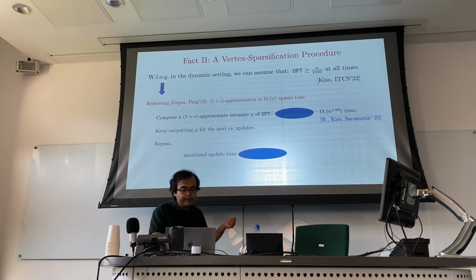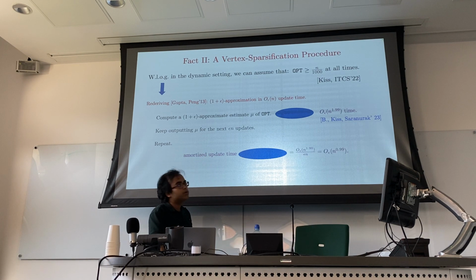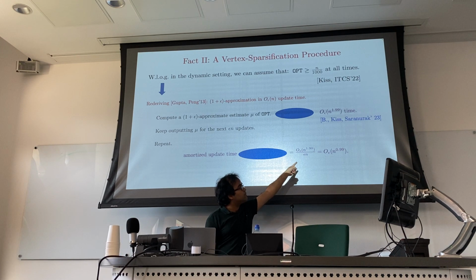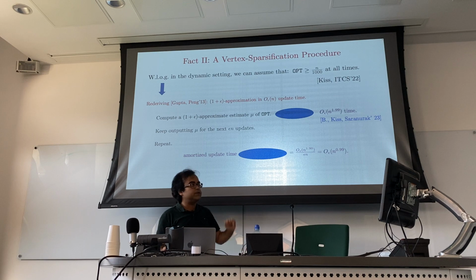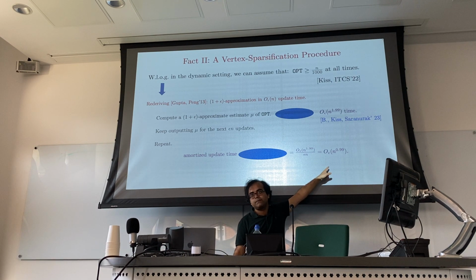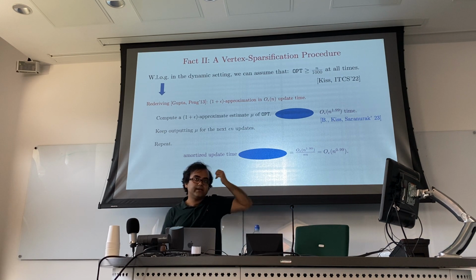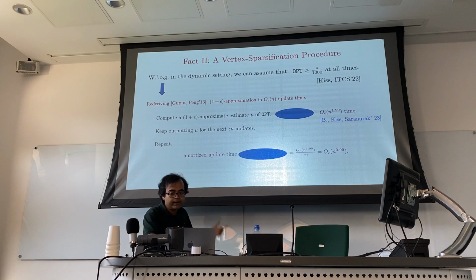And that now immediately implies, if you just follow this framework, what is your amortized update time? At the start of the phase, you are spending n to the power 1.99 time. The phase lasts for epsilon n updates. So your amortized update time is now better than n to the power 0.99. So as an immediate corollary, we get a better dynamic algorithm.